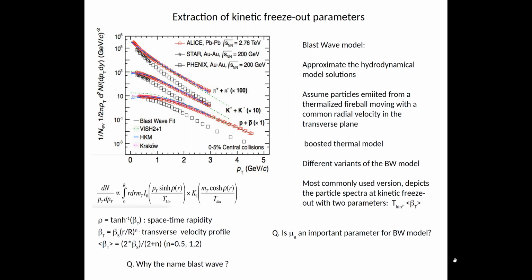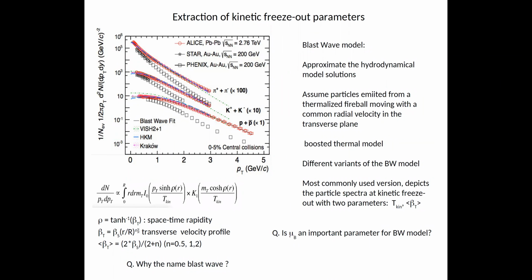In the original versions of the blast wave model, n is generally set to 1, which is basically a Hubble kind of expansion. As the source size increases, your velocity becomes bigger. So your velocity profile beta t is equal to beta s times small r by capital R. But what is beta t? It is the transverse velocity in the radial plane.